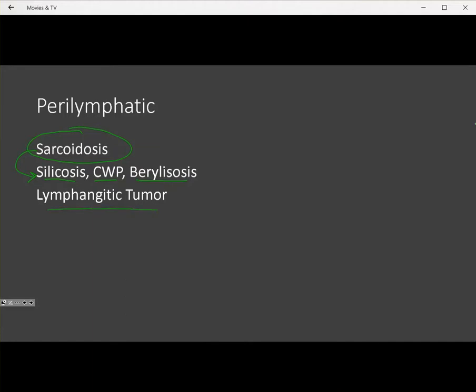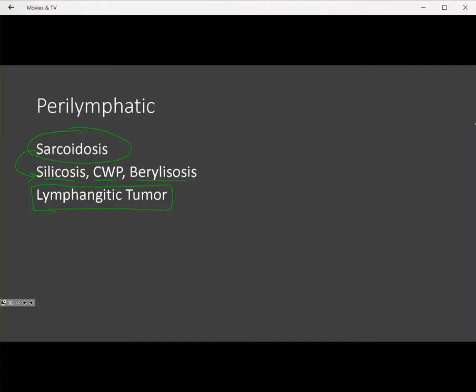Another big one is lymphangitic tumor. Lymphangitic tumor is where you have tumor spreading through the lymphatics into the lungs, and that makes sense as to why we get perilymphatic nodules, because it's spreading into the lymphatic distributions. Now, there are some clear differences between sarcoid and lymphangitic tumor. It's usually not difficult to differentiate between these two entities, and in class and at the boards, we'll be discussing how to differentiate between these entities in a more structured fashion.